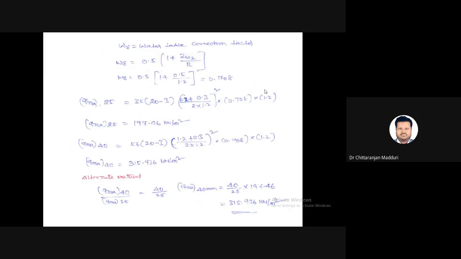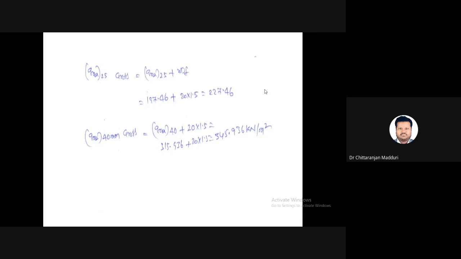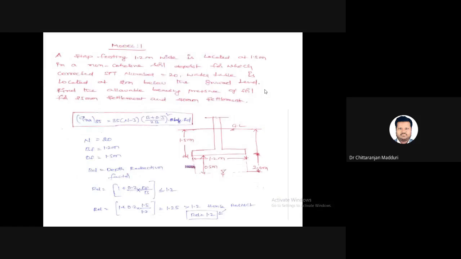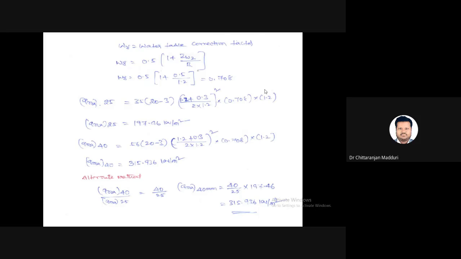Next, the water table correction factor. W gamma equal to 0.5 into (1 plus Zw2 by B). Here, the depth of water table below the footing equal to 0.5 meters. So Zw2 equal to 0.5, and the water table correction factor equals 0.708. So the net allowable pressure for 25 mm settlement, you know the formula, by substituting all these things in this formula, we will find 197.46 kilonewton per meter square.